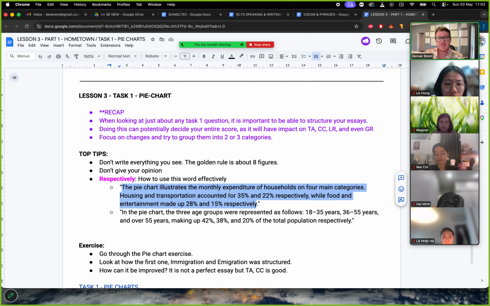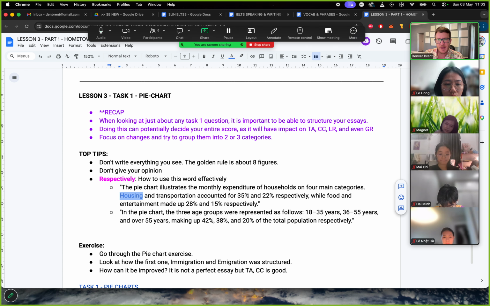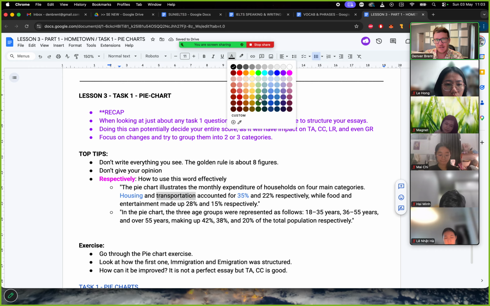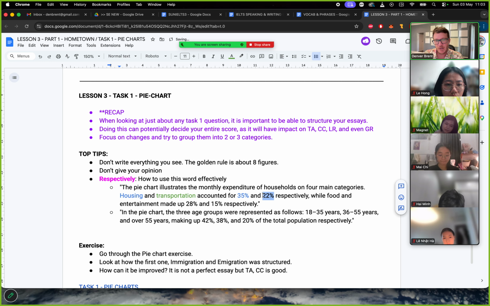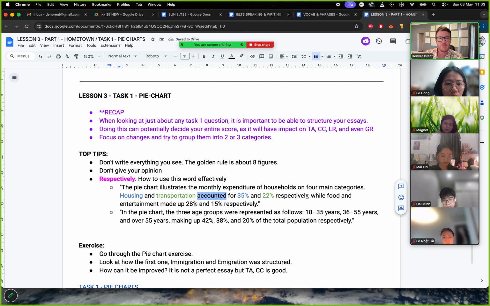The pie charts illustrate the monthly expenditure of households on 4 main categories. Housing and transport accounted for 35% and 22% respectively. So housing is, I'm going to make it blue, that means housing is 35% because it's first. Transport, they mentioned second, I'll make that green, is 22%. Okay, you got that. So housing and transport accounted for 35 and 22% respectively.